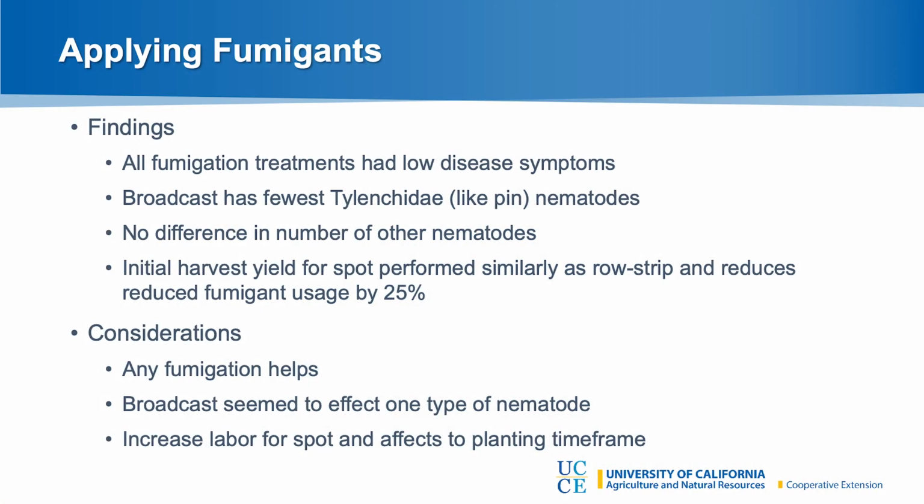So David took a look at this, so broadcast, row strip, and spot, and generally any fumigation reduced lesion disease symptoms. Again, this is ring nematode because this is the primary area for ring nematode. Broadcast only really seemed to help with pin. But in talking to Andreas, pin isn't really a huge concern when it comes to almonds, so should it really matter? From other nematodes to nematodes are not much of a difference. And then generally speaking, spot and row strip when it pertained to yield were about the same. But as I said, the amount of product isn't the only consideration, there's also labor cost as well.